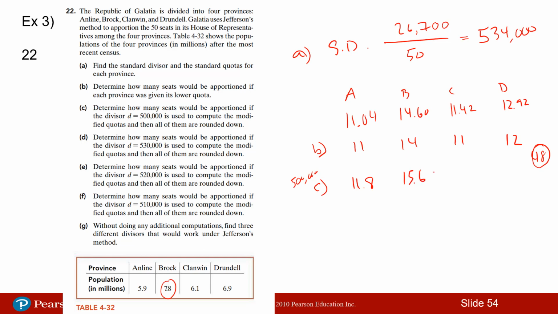If we can, let's do this here. Ashley, can you do C for me? 6.1 million divided by 500,000. Angel, can you do D for me? So 6.9 million divided by 500,000.